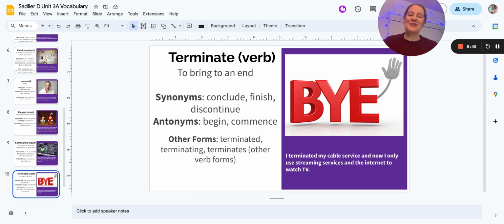Your synonyms are conclude, finish, and discontinue. Your antonyms are begin or commence, so the beginning of things, versus synonyms, the end of things. And your only other forms are your other verb forms: terminated, terminating, and terminates. The Terminator is a noun form. That is that movie from the 80s.